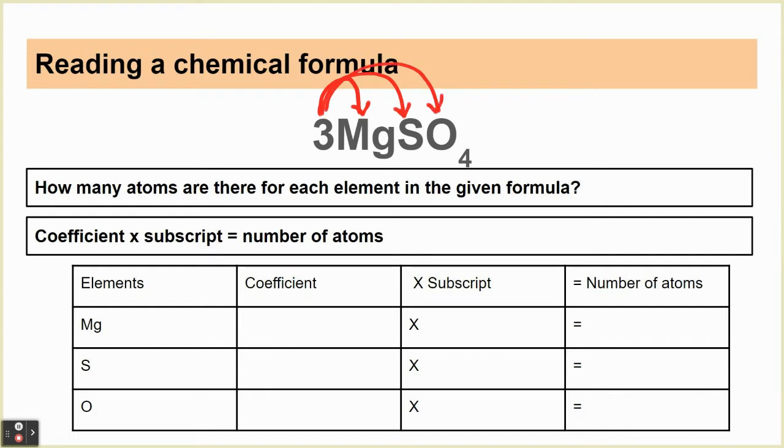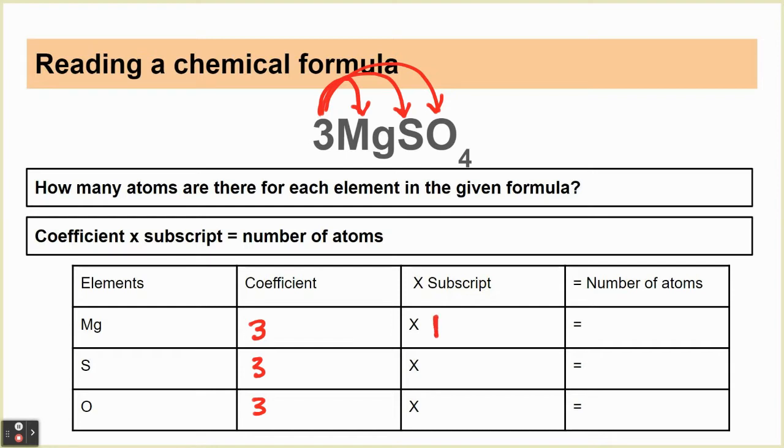So for Mg, it has a coefficient, yes. If you have a coefficient, it multiplies everything, so just put all those 3's down there. Let's start looking at Mg. Does it have a subscript? You don't see anything. Remember, if you don't see anything, it's not a 0, it's a 1. So the subscript there is a 1.